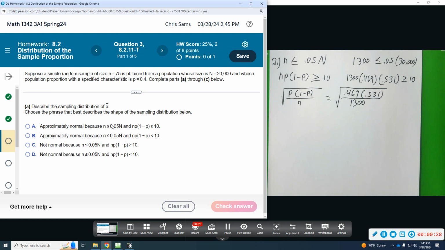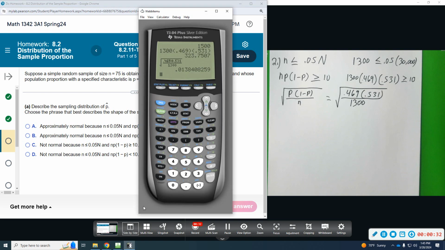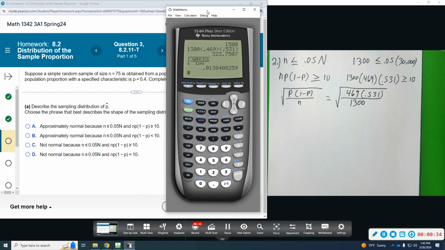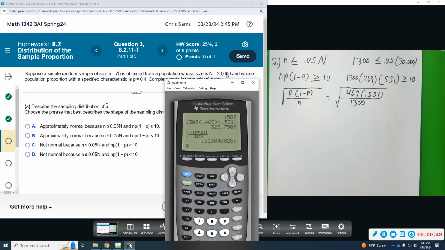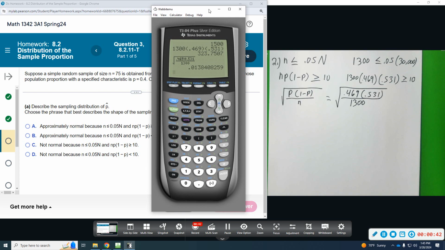So we need to check to see if it's approximately normal. I'm going to just compute both of these numbers with the calculator. First we have to make sure that 75 is less than 5% of the 20,000. So we're going to do 0.05 times the 20,000, and 1,000 will be the number, and we're certainly under that.